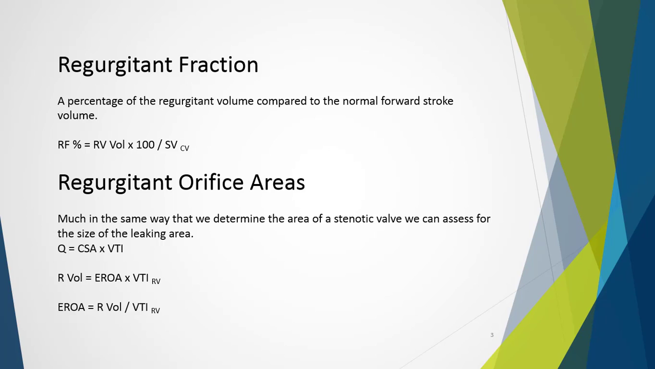Regurgitant orifice areas can also be calculated. Much in the same way that we determine the area of a stenotic valve, we can assess for the size of a leaking area. We have already described that the flow is equal to the cross-sectional area multiplied by the velocity time integral. So substituting what you know to evaluate, regurgitant volume can also be expressed as Q, and effective orifice area equivalent to cross-sectional area. So we end up with the formula here, and then we want to know the effective orifice area. A slight rearrangement of our calculation is equal to regurgitant volume divided by the velocity time integral of the regurgitant volume.